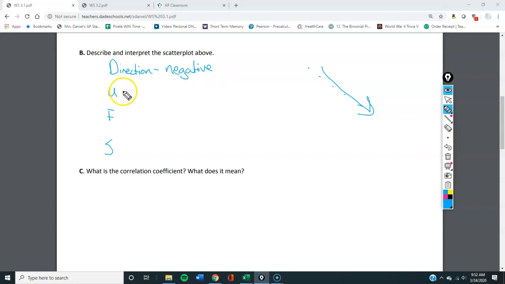U is unusual. So that's outliers. Think about outliers. For this one, we had one possible, at that 8.09, 151 spot. One possible. We don't know for sure, but it's definitely possible.